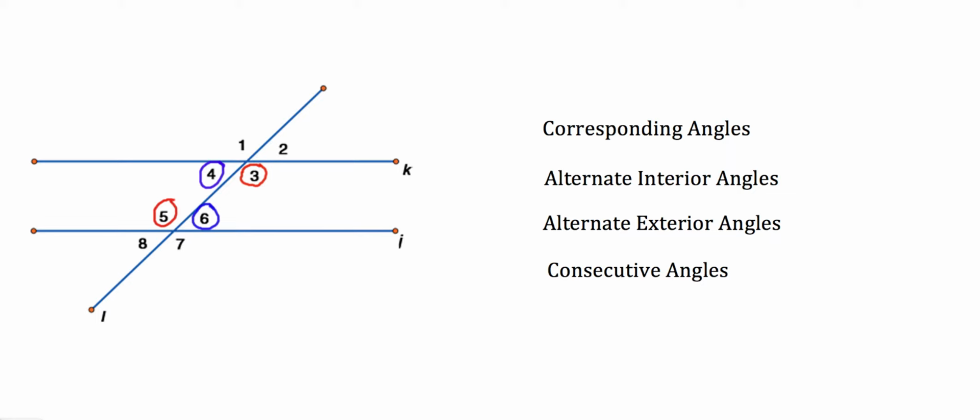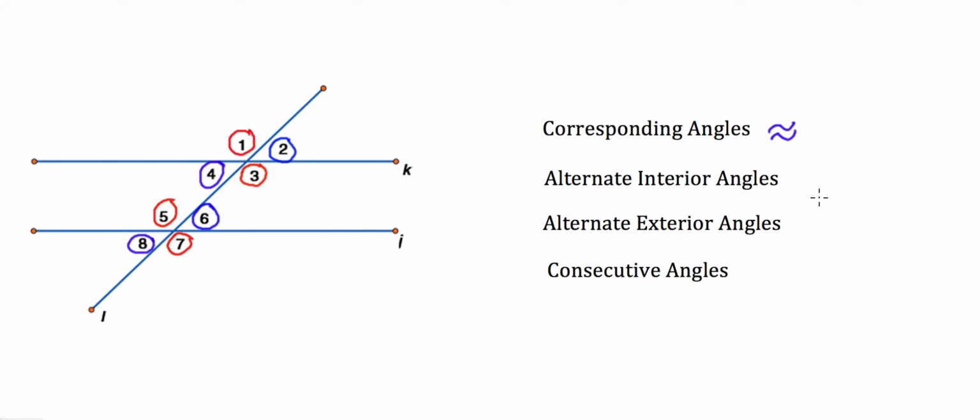Now, if you've noticed, as I've been revealing these special angles, some of them are color coded and some of them have the same color. Well, there's a reason for this. What we need to know about corresponding angles is that when lines are parallel, corresponding angles are congruent. And if you notice that the corresponding angles are the same color, like 1 and 5, or 4 and 8. So we say corresponding angles are congruent. It's a congruent symbol when lines are parallel.